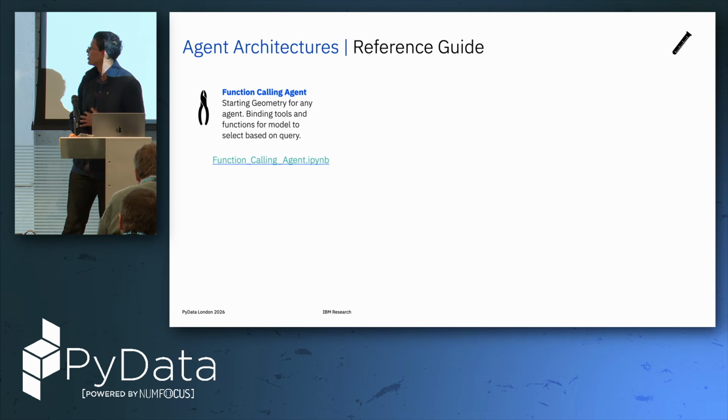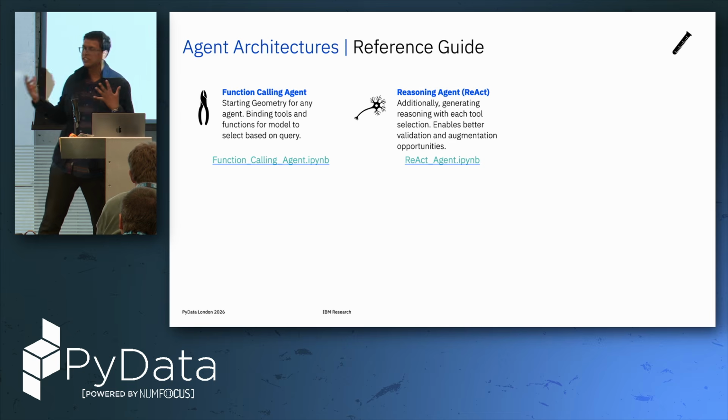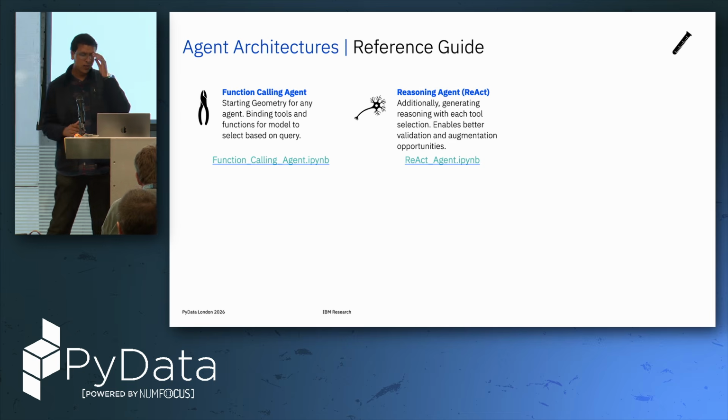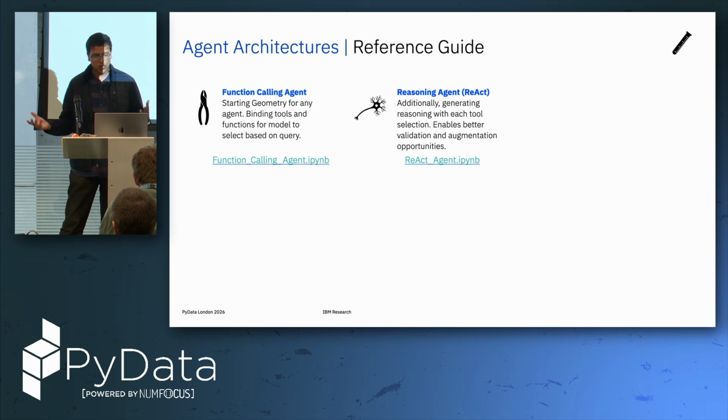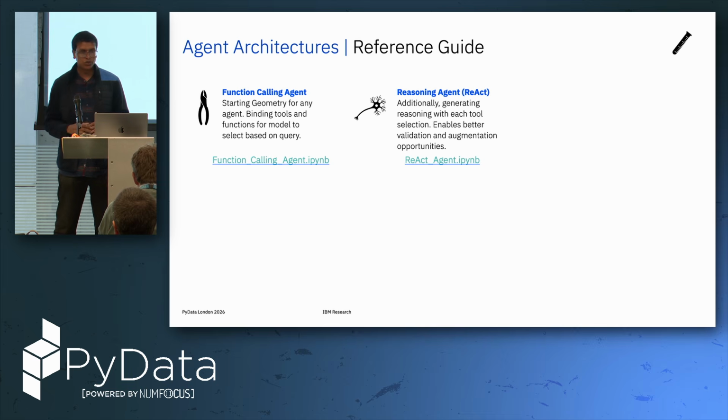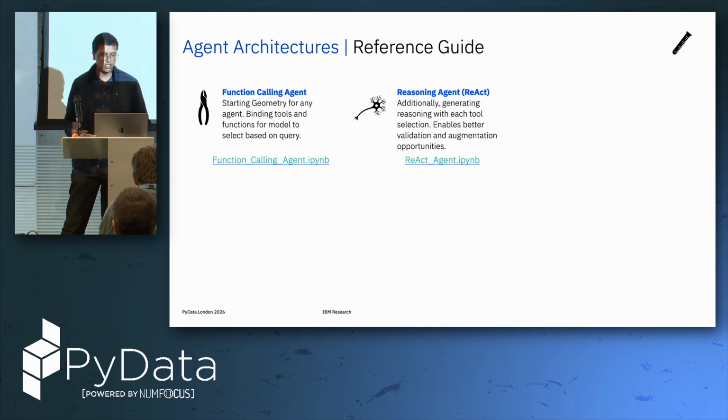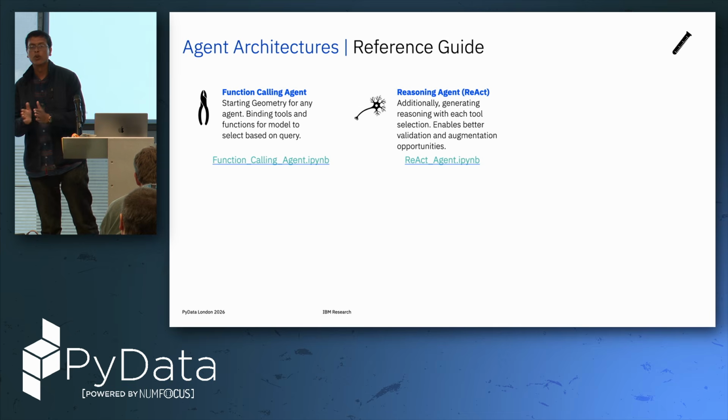Okay, so you built a function calling agent. What other architectures exist? So there are reasoning agents. Maybe you've heard of ReAct agents, which are reasoning and action agents. And these work better if you want to understand why the model is choosing what tool it's choosing and do some validation and augmentation of that reasoning and tool selection before you actually go invoke it.